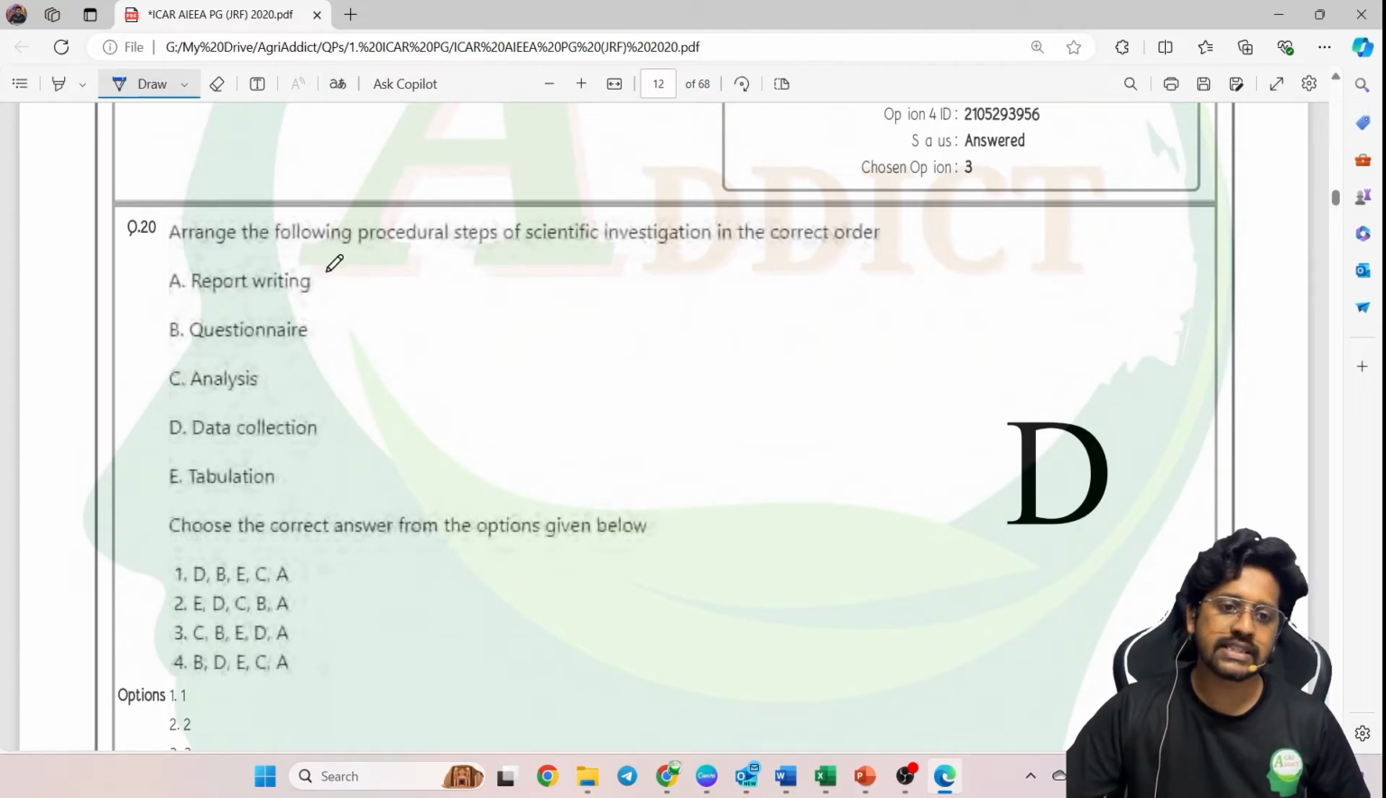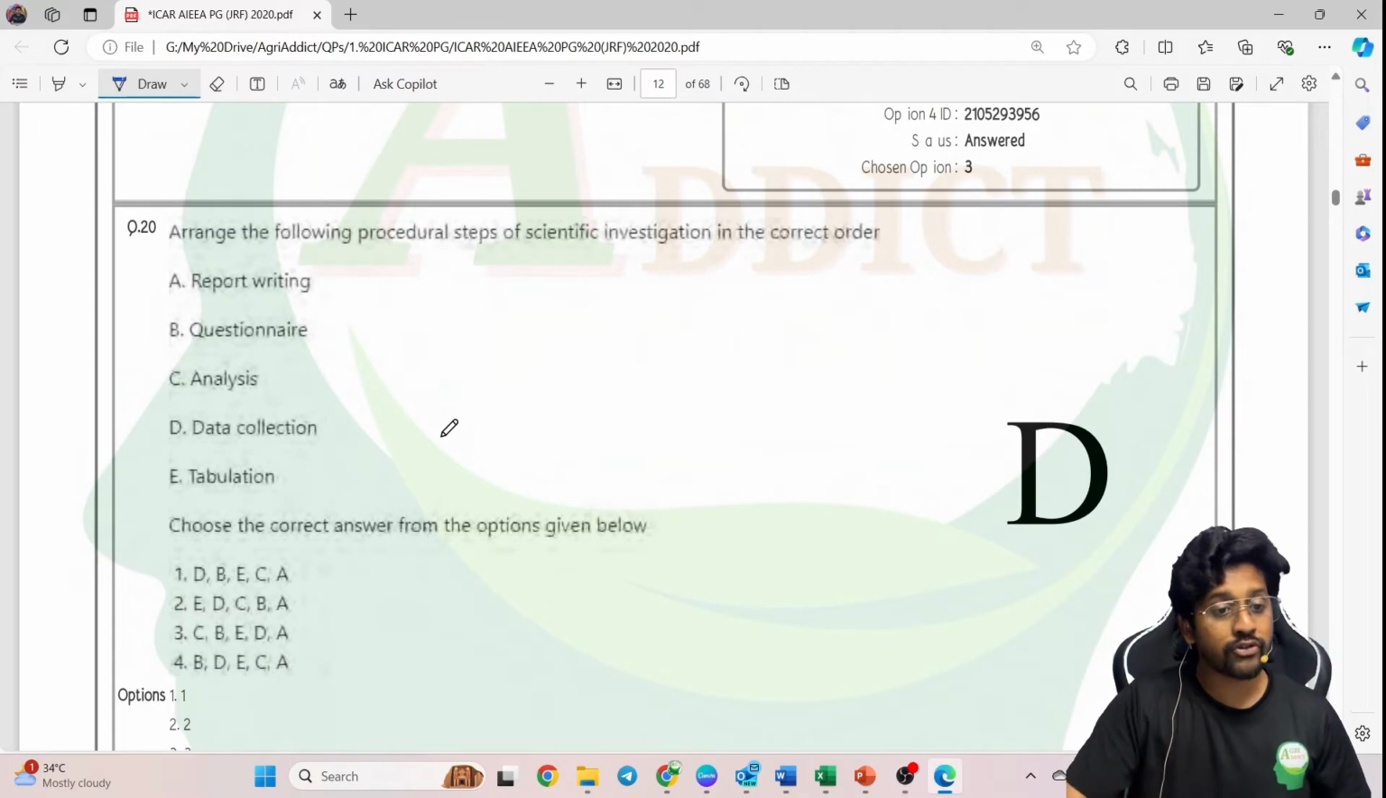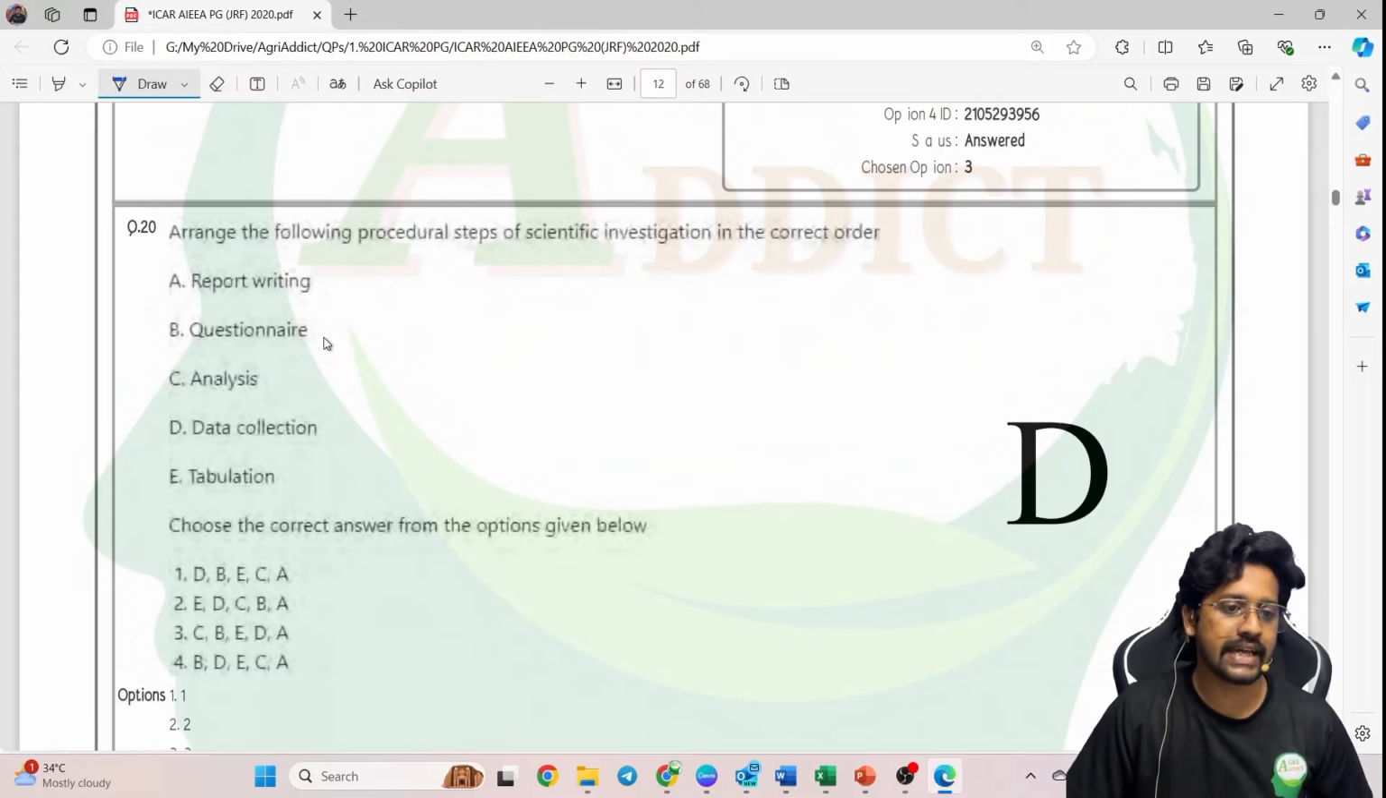Arrange the following procedural steps of scientific investigation in the correct order. The options are report writing, questionnaire, analysis, data collection, and tabulation. Before going for the data collection, first thing we need a questionnaire, right? So we have a questionnaire, and after that obviously we will be going for the data collection.